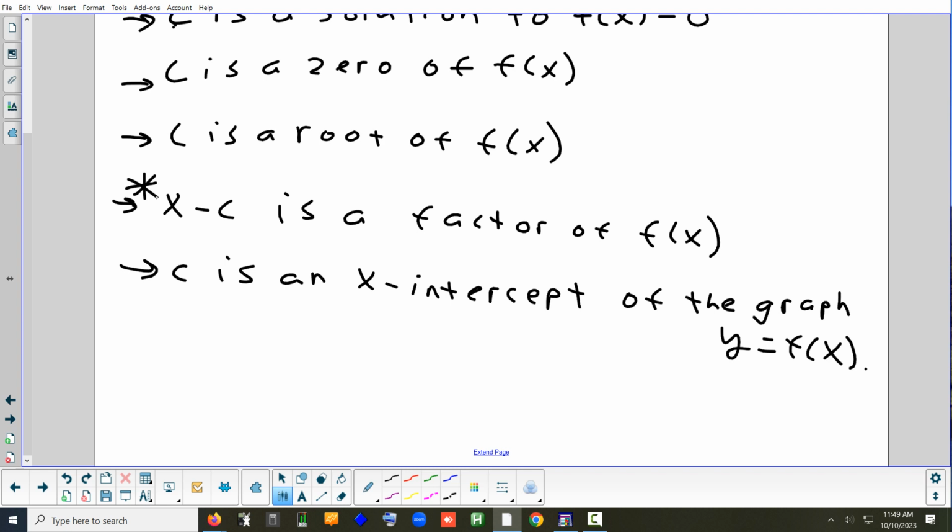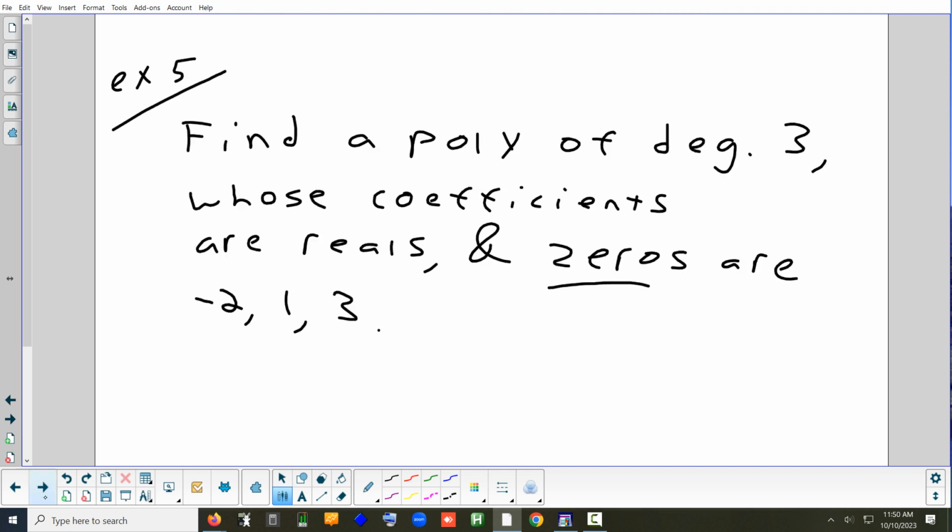So what I'm going to do is give you 3 numbers that are going to be x-intercepts. I'm going to give you 3 numbers that are roots or zeros. And I want to work backwards to figure out what polynomial you could type in on the calculator that would cross the x-axis at these points.